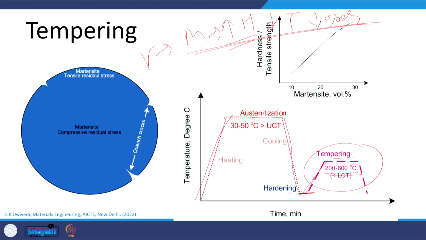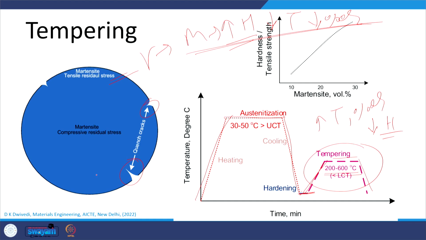When this tempering is done, what do we get? We get an increase in the toughness and an increase in percentage elongation, but at the cost of the hardness. Now, when the joint is hardened directly, we induce a lot of tensile residual stresses at the surface, and that can promote cracking.